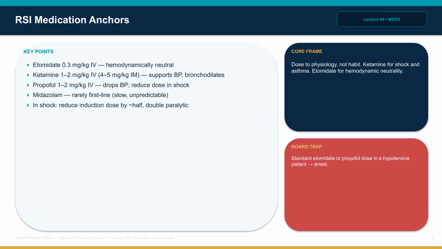Etomidate is 0.3 milligrams per kilogram intravenously. It is hemodynamically neutral in most patients, with rare concern about adrenal suppression after a single dose, the classic ITE buzzword being transient cortisol depression in septic shock.